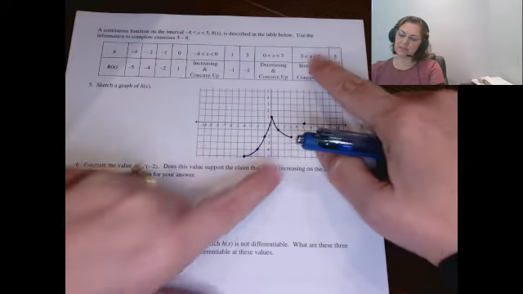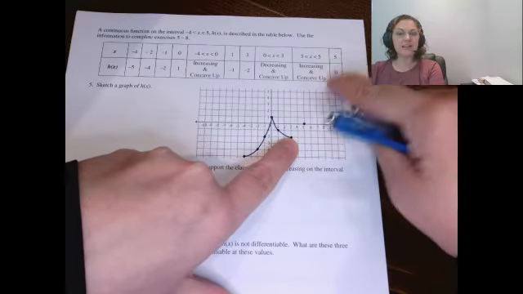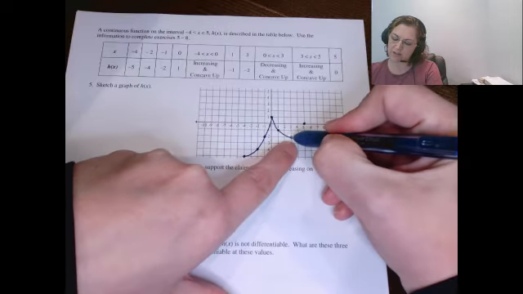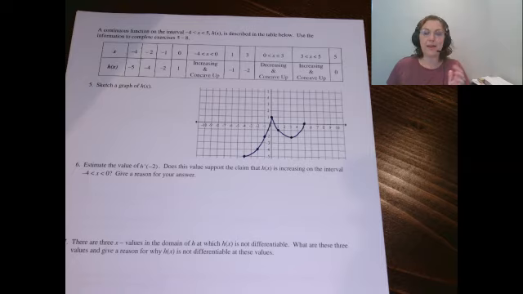Then the last section from 3 to 5, from here to here, we are increasing and concave up. My y values are going up. I look like a parabola turning up. There is my graph.